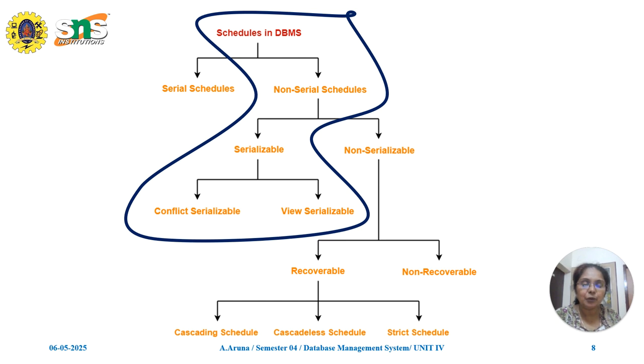In this case we have two things. One is whether we are able to recover that particular schedule, or it could be non-recoverable. If it is recoverable, it will definitely have three types: strict schedule, cascadeless and cascading schedule. Today we are going to see about the non-serial schedule alone.